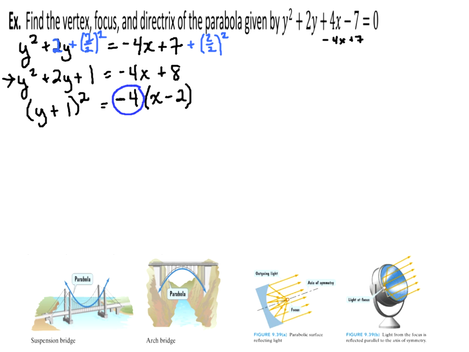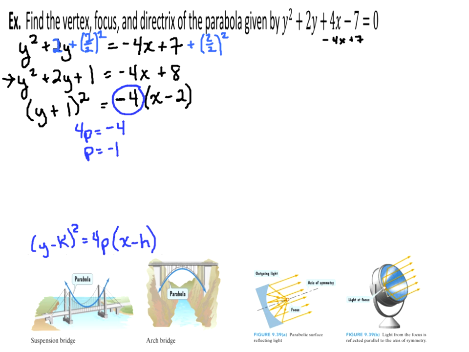My next task is to try to figure out what p is here. So we know that this part in the equation is represented by 4p. And I'll just write that general form of the equation for you again. This is the y squared form of it, so I'll write it at the bottom. It's y minus k squared equals 4p times x minus h. So that negative 4 is equal to 4p. So 4p is equal to negative 4. Divide 4 off of both sides and I get p is equal to negative 1.